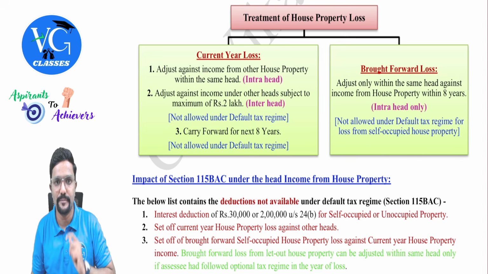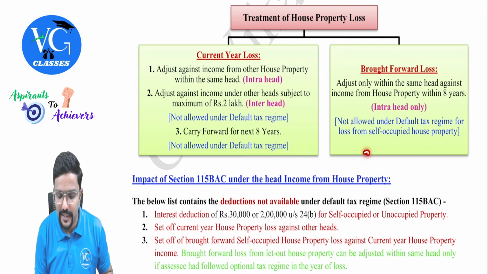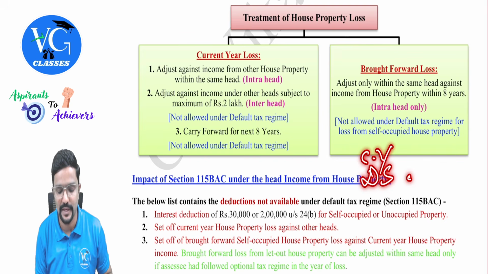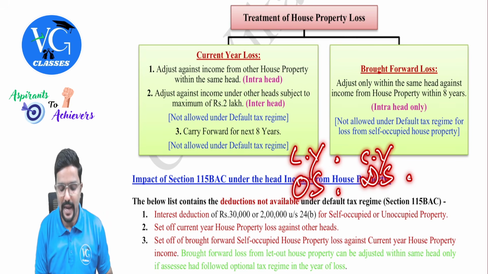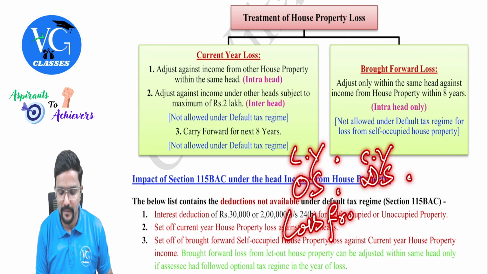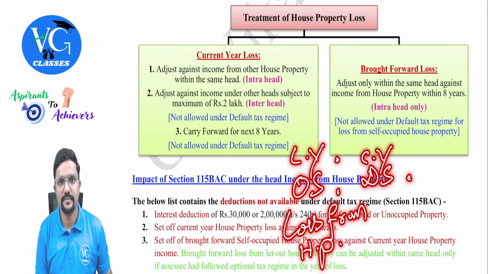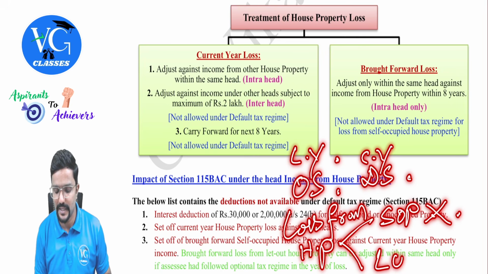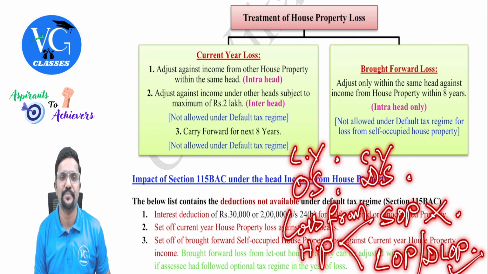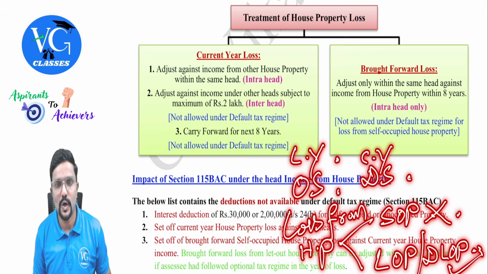I will give an example. Listen here. In the current year, the assessee is following the default scheme. In the last previous year, the assessee was following the optional scheme. Now he had a loss from house property last year. Check, is it from a self-occupied property? If it is a self-occupied property, can he carry forward and adjust it? No, not possible. Sir, what if it is a let-out property or deemed to be let-out property? Can he adjust it? Yes, he can adjust it, but within the same head, and there is no monetary limit for it. Got it? So please be careful.